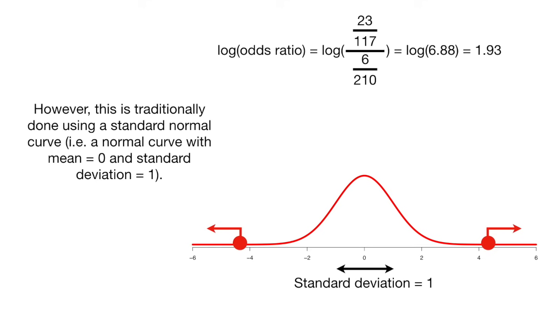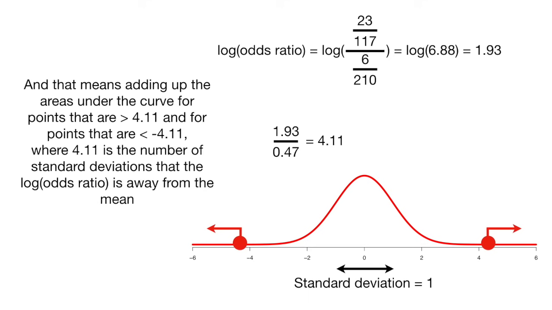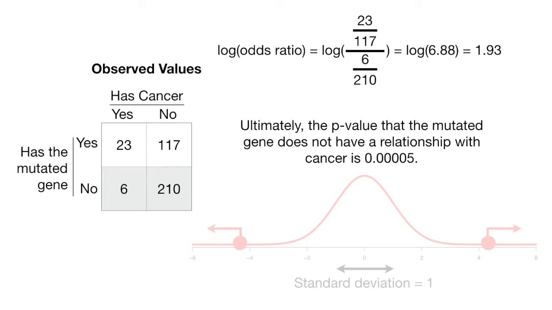However, this is traditionally done using a standard normal curve, i.e., a normal curve with mean equals 0 and standard deviation equal to 1. And that means adding up the areas under the curve for points that are greater than 4.11 and for points that are less than negative 4.11, where 4.11 is the number of standard deviations that the log of the odds ratio is away from the mean. Ultimately, the p-value that the mutated gene does not have a relationship with cancer is 0.00005.